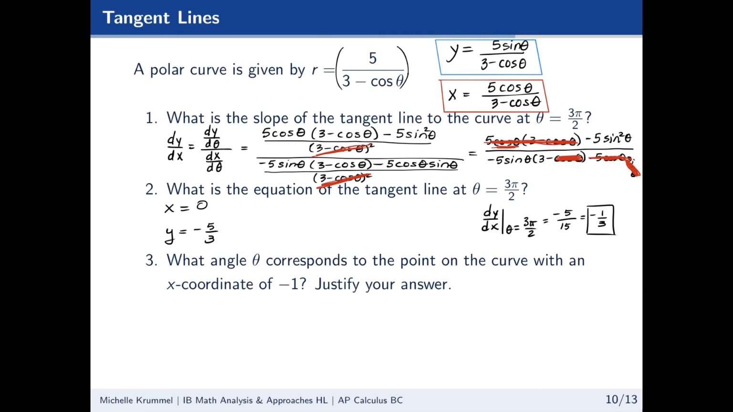And our tangent line equation, y minus the y-coordinate, so y plus 5/3, equals the slope, negative 1/3, times x minus 0, or we can just write x.